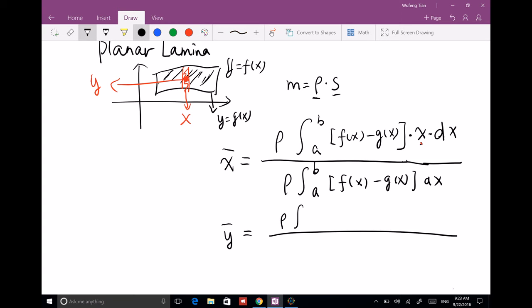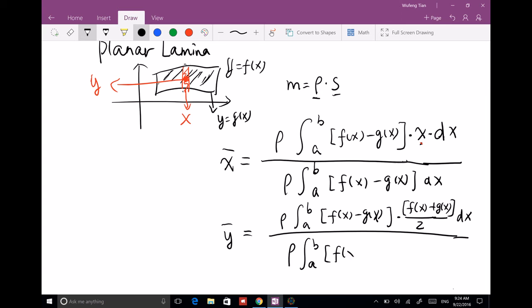So the only difference here, everything else is the same: a to b, f(x) minus g(x), the same. But when you multiply by that, it is half of f(x) plus g(x). This is the y coordinate, because you have those two y values that are separate, but we take the average of the y. So it's dx, and the mass is still from a to b, f(x) minus g(x) dx. This is where we stopped yesterday.